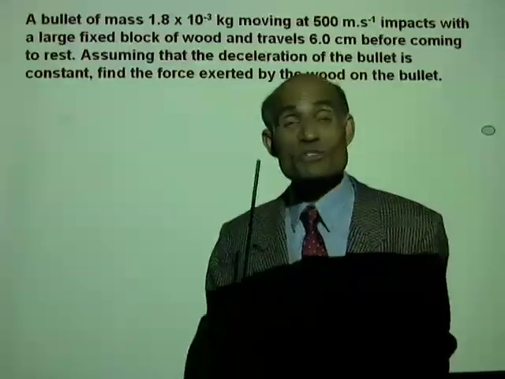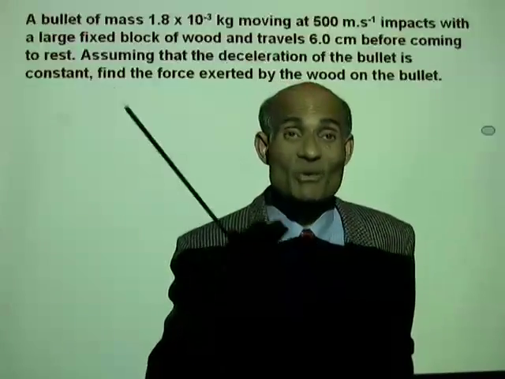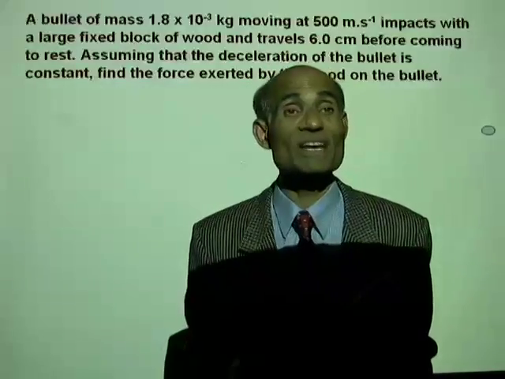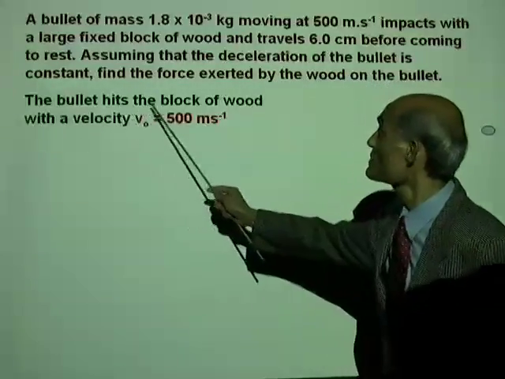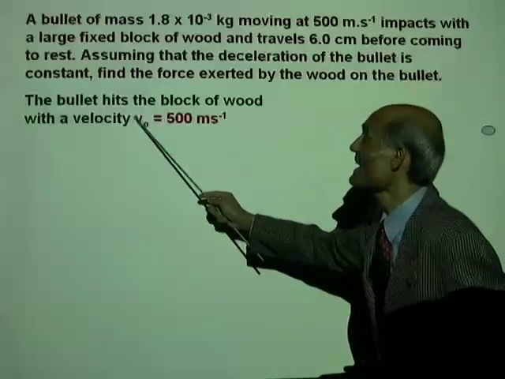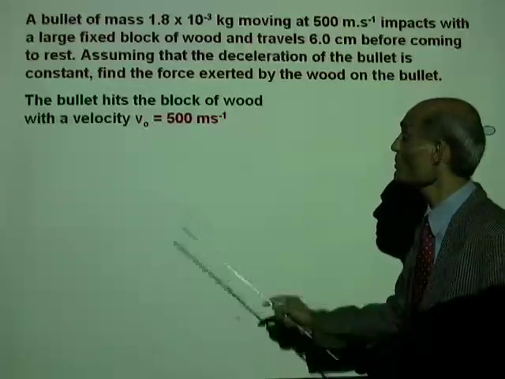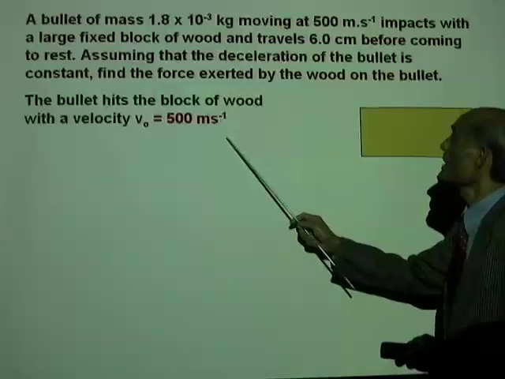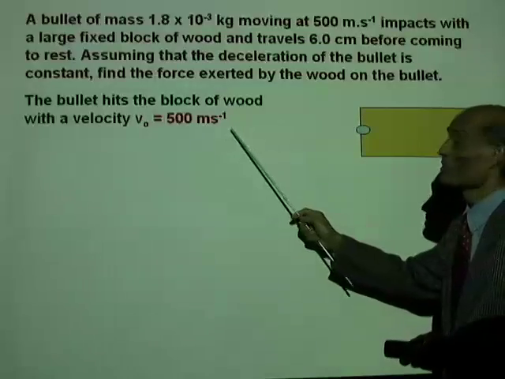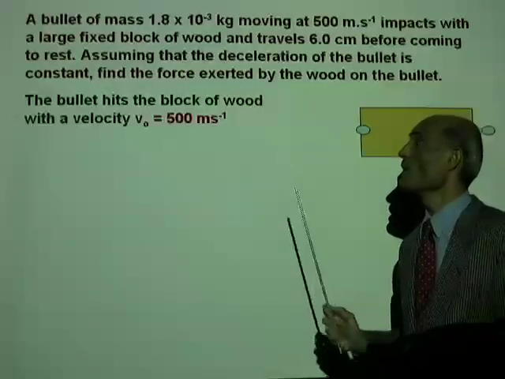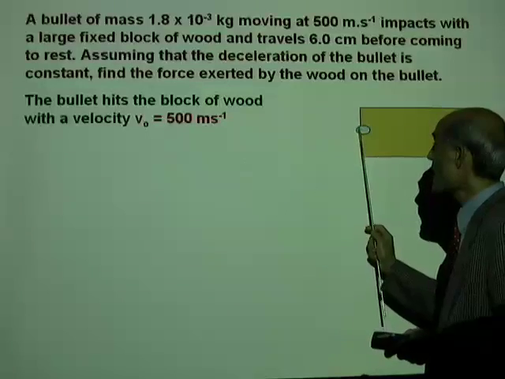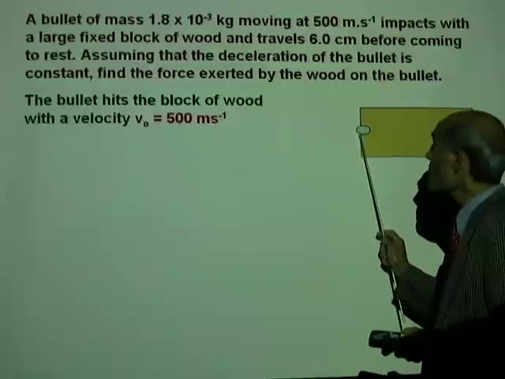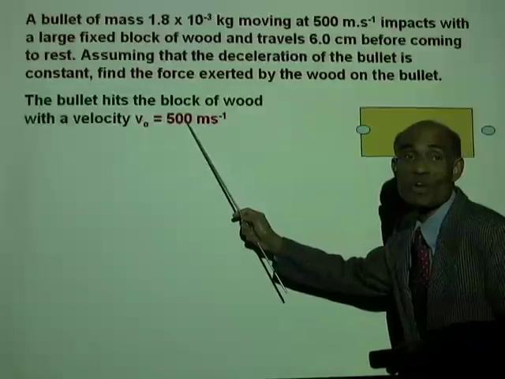Well, in order to find the force, we need the acceleration. Is that right? We have done this kind of problem actually before, calculating the acceleration. The bullet hits the block of wood with an initial velocity V0 equal to 500 meter per second. This is the block of wood, and you can see the bullet coming. The bullet came with a tremendous speed of 500 meter per second and hit the wood here. It is not stopped there. The moment it hits there, it has this velocity.